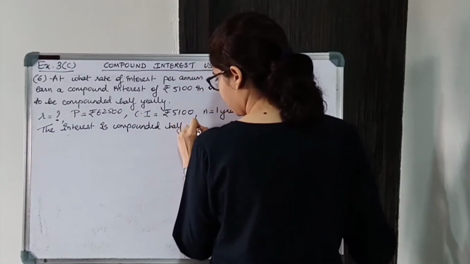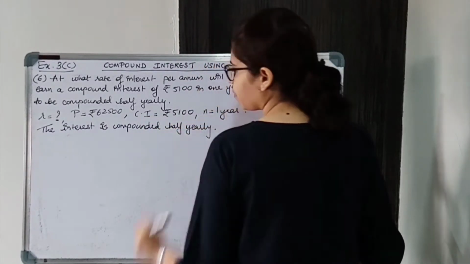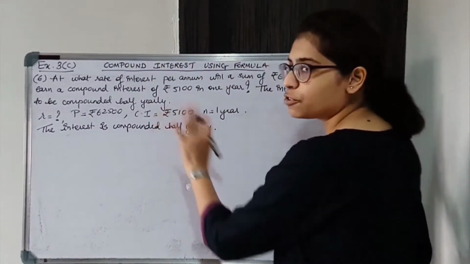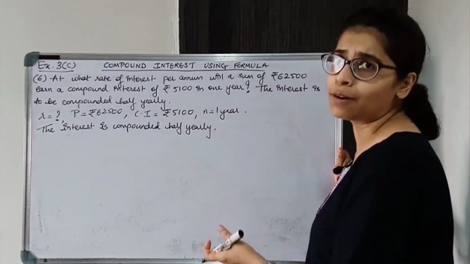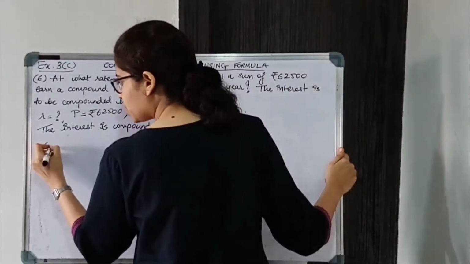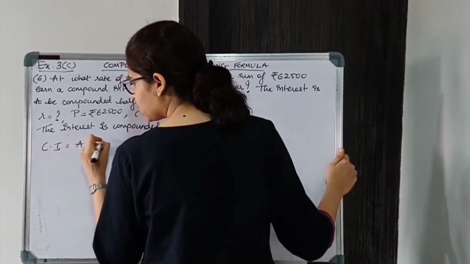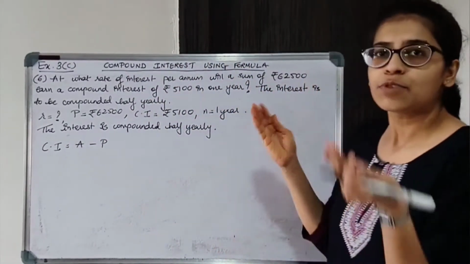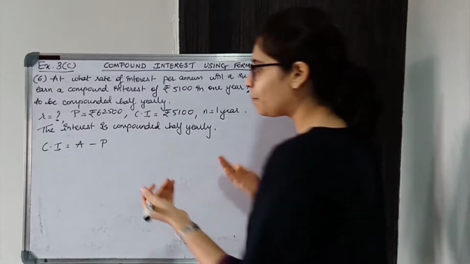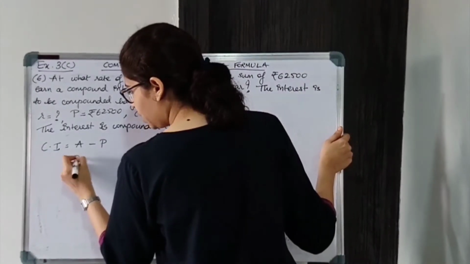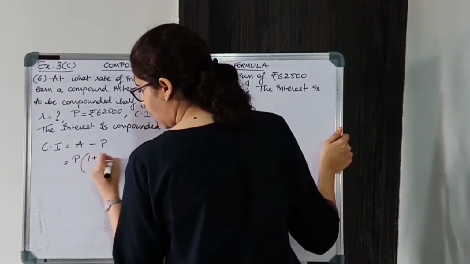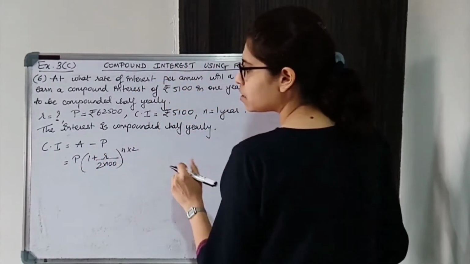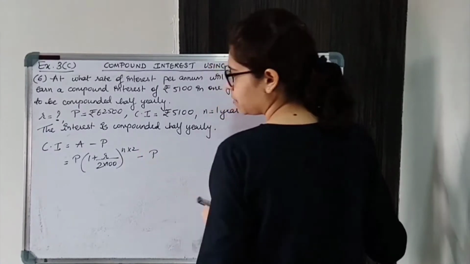Now since CI is given to us, compound interest is given to us, let us use the formula of compound interest only. Okay, so CI is amount minus principal. Do we know amount? No. So what we'll do? We'll substitute the formula of amount. So it is P into 1 plus R upon 2 into 100 raised to N into 2. Don't forget this part. Okay, minus principal.